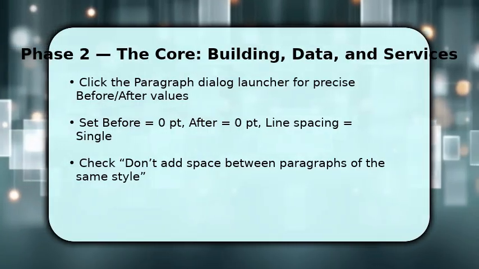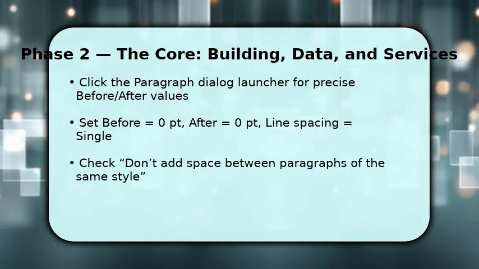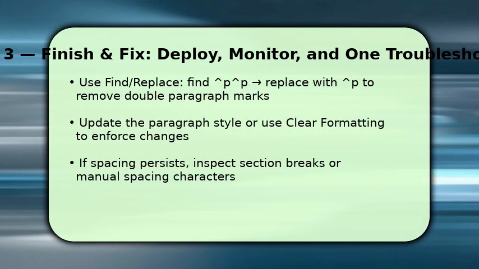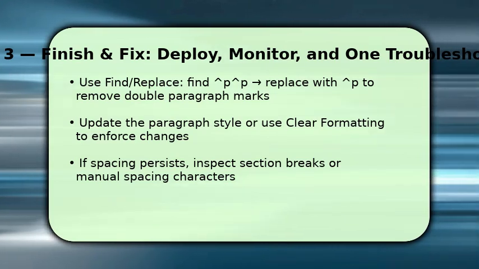Styles can override settings, so verify the applied style's spacing too, and adjust the style if needed. Finish by normalizing the document. Use Find and Replace to collapse double paragraph marks. Find PP and replace with P. This removes blank lines created by extra returns.